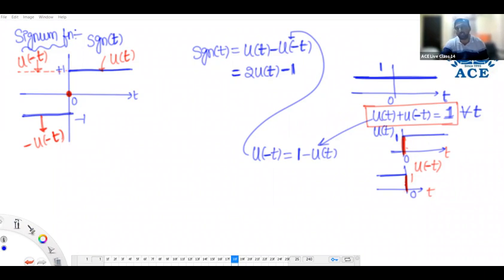One more point we checked here is what? For any odd signal, the amplitude is 0 at origin.